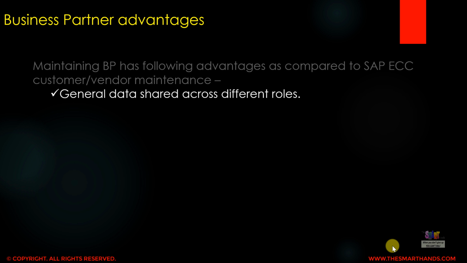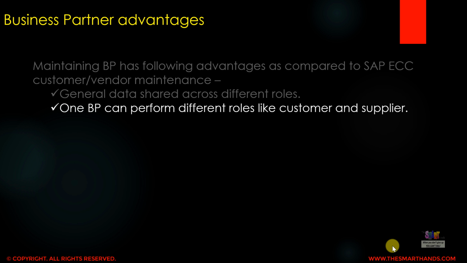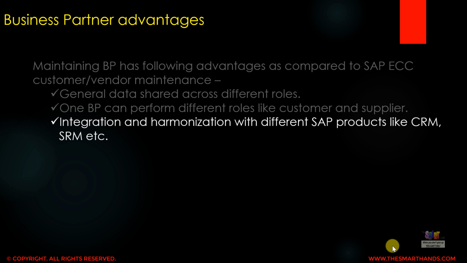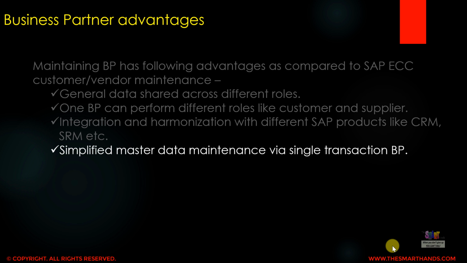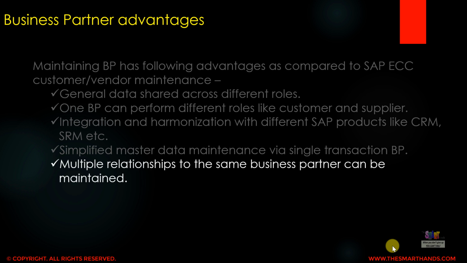For example, in ECC, if you have the same customer who is also your vendor, you need to maintain them separately, and the same general data you need to maintain twice. But here, the general data will be shared. You don't need to maintain it twice. One BP can perform different roles like customer and supplier. Integration and harmonization with different SAP products like CRM and SRM will work. Simplified master data maintenance via the single transaction BP. So all those bunch of transactions are gone, and there is now only one transaction called BP.